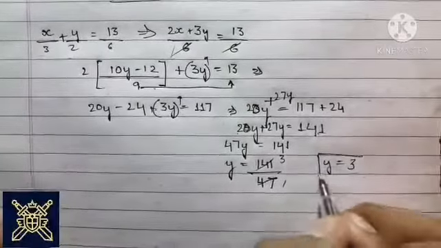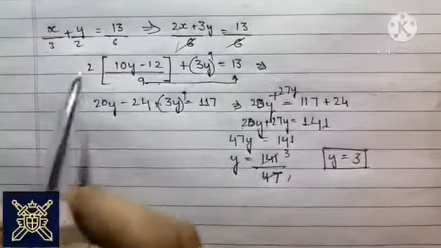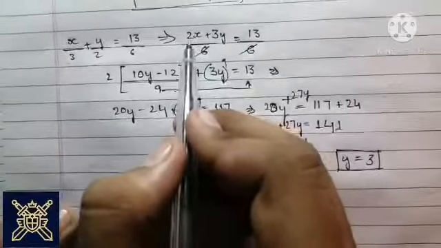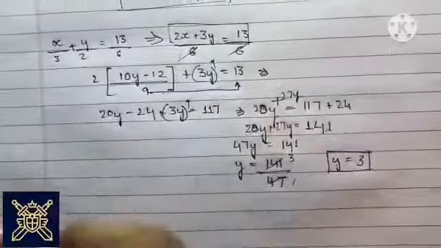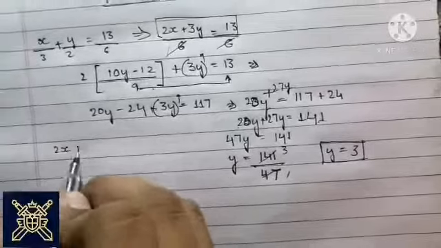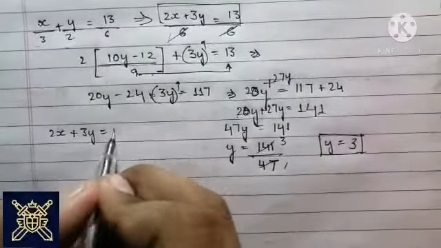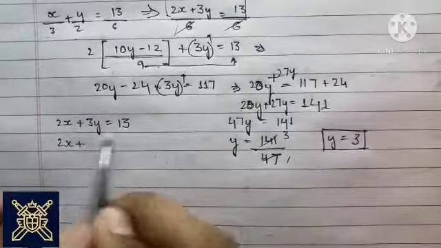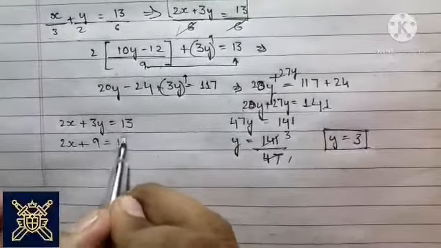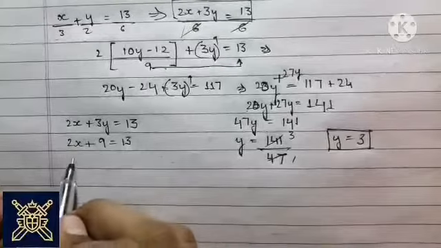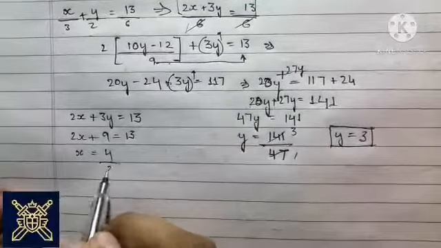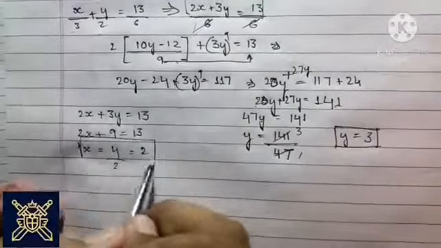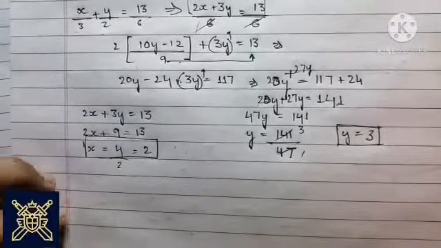Now using this you can find the value of x. So what we get is 2x plus 3y is equal to 13. Take any equation that you want. 2x plus 3y is equal to 13. Y is equal to 3 over here. So 2x plus 3 into 3, 9 is equal to 13. 13 minus 9 is 4. So x is equal to 4 by 2, that is equal to 2. So x is equal to 2 and y is equal to 3. This is the solution for the question.